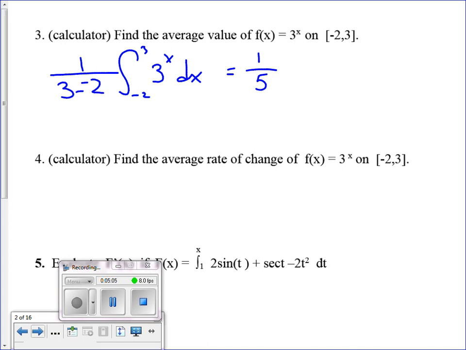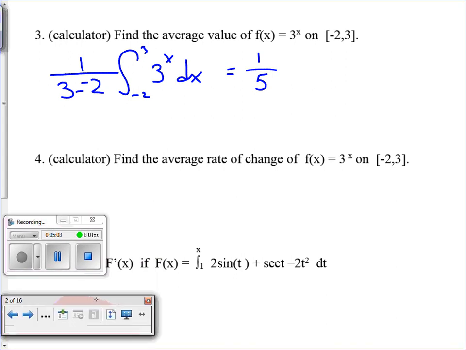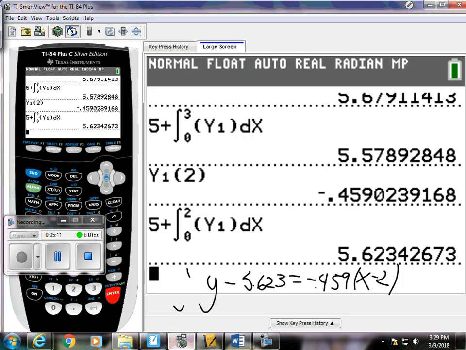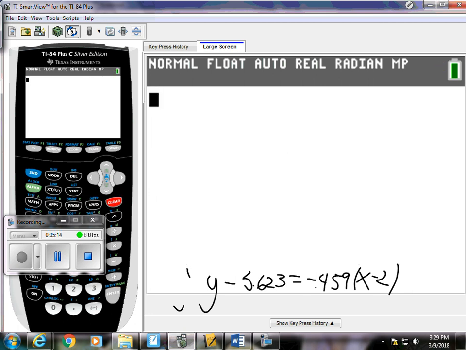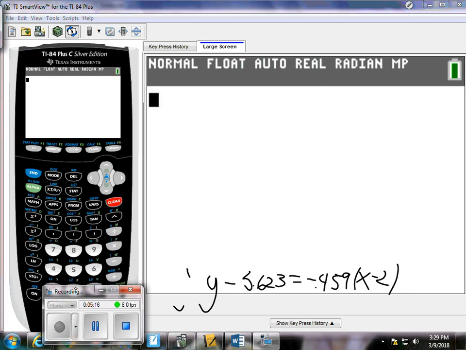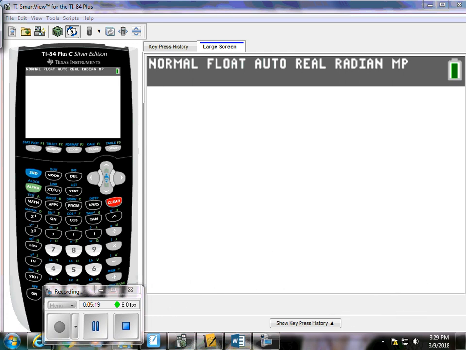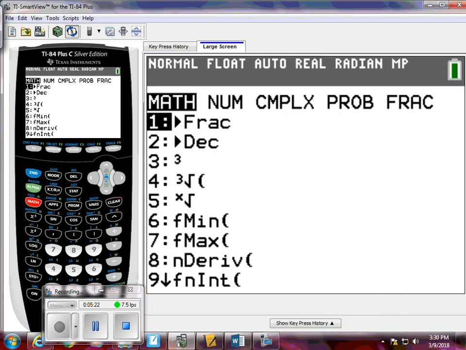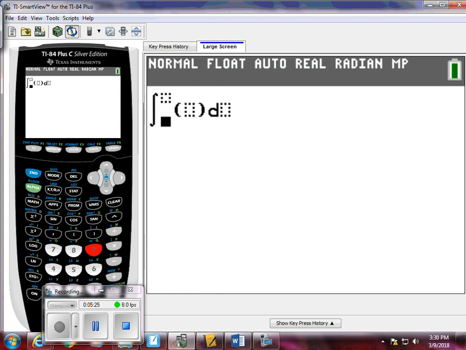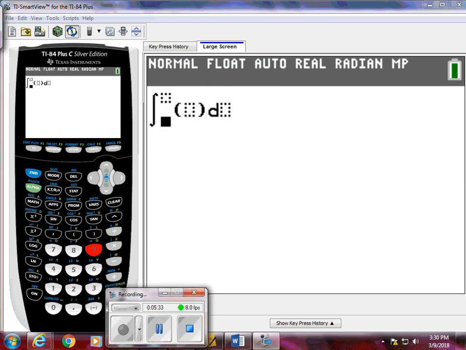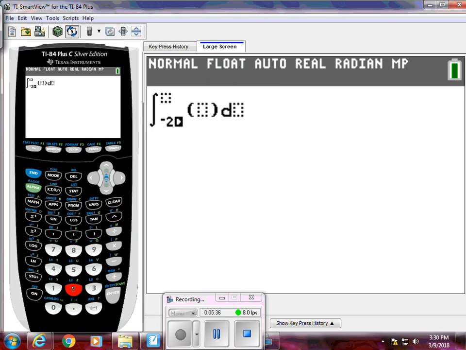Let me just get my calculator out. Okay, so we're going to do math 9. Put that down here. Erase this. Math 9. We're integrating 3 to the x from negative 2 to 3. Just got to move that. Okay, so from negative 2, the upper limit is 3. And then what we're integrating is 3 to the x with respect to x.